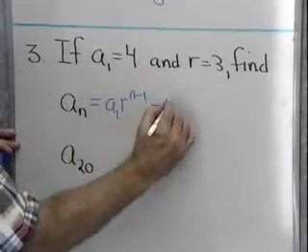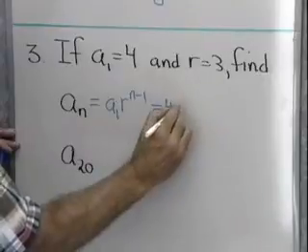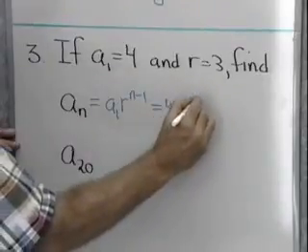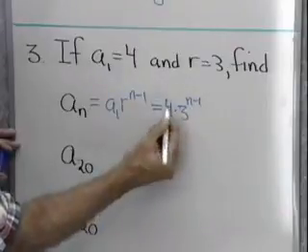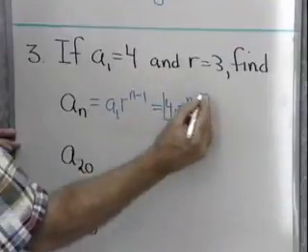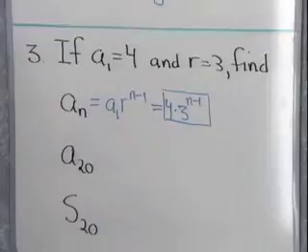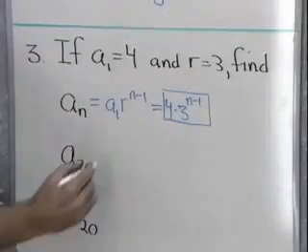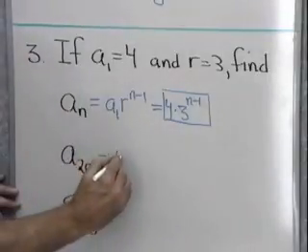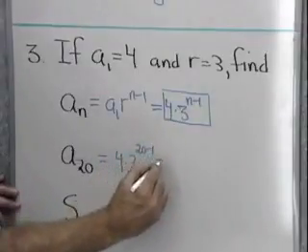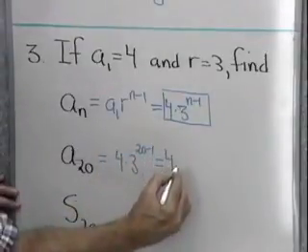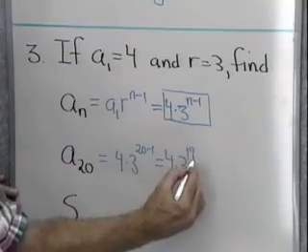That's the formula that we want to have memorized. a1 is 4, and r is equal to 3 to the n minus 1. So 3 is raised to the n minus 1. You don't want to multiply it by 4. That is the formula for the nth term of that geometric progression. The 20th term then will be 4 times 3 to the 20 minus 1. That will be 4 times 3 to the 19th.